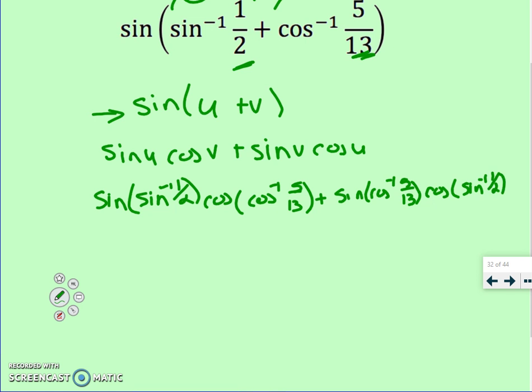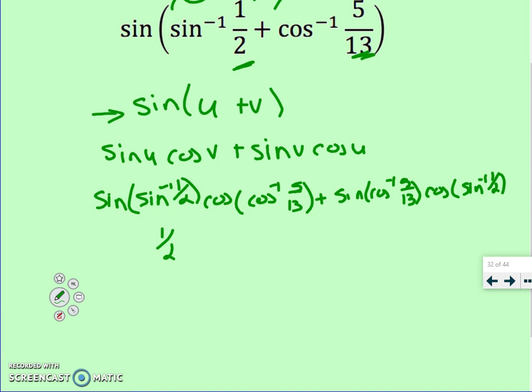Okay? Well, from the first thing we talked about today, sine of sine inverse of something between -1 and 1 ends up being just whatever the thing is. So this is going to end up being 1/2. Okay, so those are just going to cancel out really nicely.